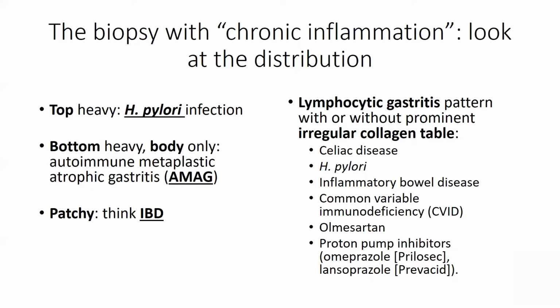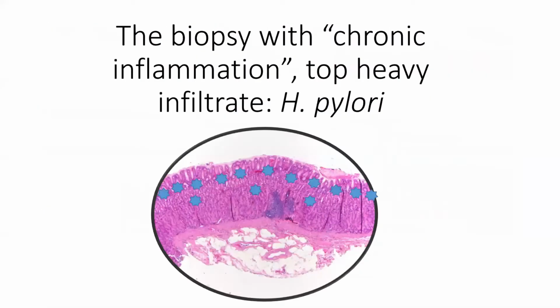When you have a top-heavy infiltrate, you think about H. pylori infection, and we'll show an example in the next few slides. When you have a bottom-heavy body only with a normal antrum, you think about autoimmune metaplastic atrophic gastritis. If you have a patchy process with pockets of chronic or chronic active inflammation, you think about inflammatory bowel disease, both Crohn's and UC. And then when you have a lymphocytic gastritis or a collagenous gastritis pattern, that can be seen in the setting of idiopathic collagenous and lymphocytic gastritis, but also can be seen as a result of other conditions, including celiac disease, some patients with IBD, common variable immunodeficiency, and some drugs, including olmesartan and proton pump inhibitors.